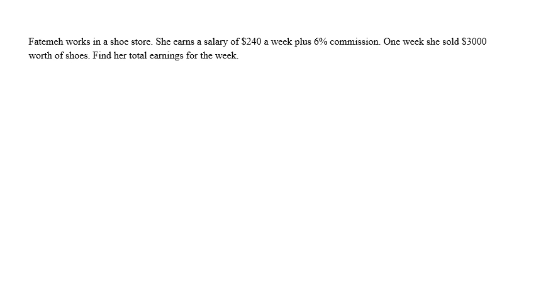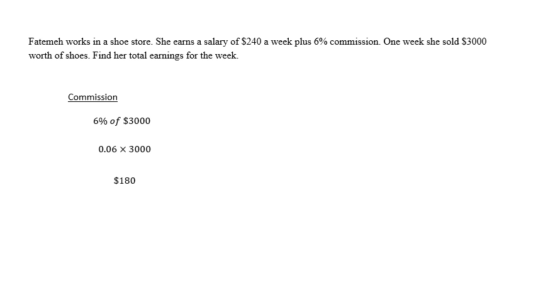So 1 week she sold $3,000 worth of shoes, find her total earnings. So first we're going to figure out how much money she got on commission. It's the 6% of that $3,000. So we're looking for 6% of $3,000, which is 0.06 times 3,000. So her commission is $180.